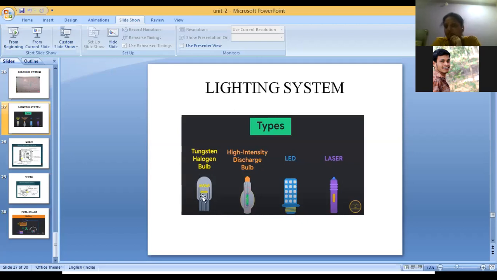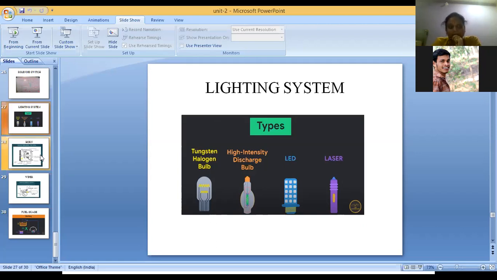Here you have 2 filaments, one inside, one outside, which we use to change the beam of lights. When tungsten is glowing, the halogen gas will help in brightening the light which you are getting. So this is the mostly used halogen bulb.